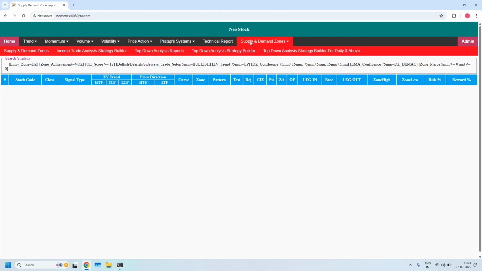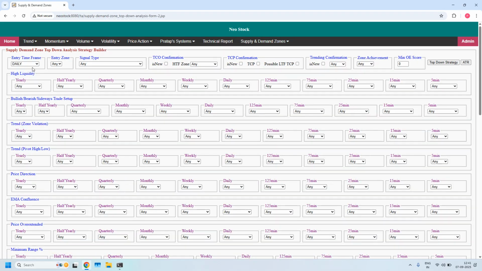Okay, next, bearish trade setup for hourly income trade. Entry time frame 15 minutes, entry zone, supply zone, bullish or bearish at 5 minutes. Sorry, I made a mistake. Hourly income trade entry time frame is 5 minutes. So for sideways trade hourly income trade, bearish trade setup, 5 minutes supply zone. In bullish or bearish at 5 minutes, I am selecting bearish.